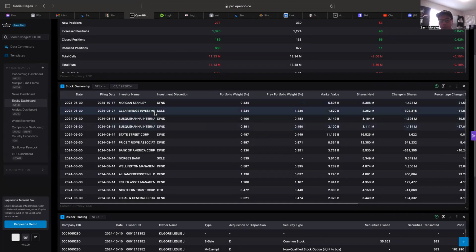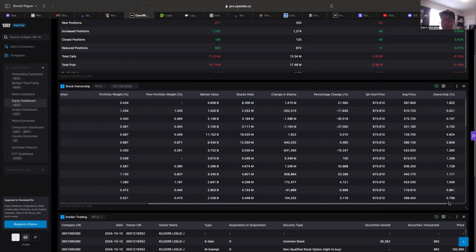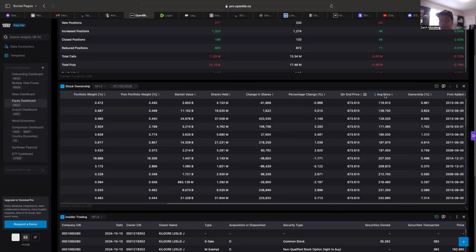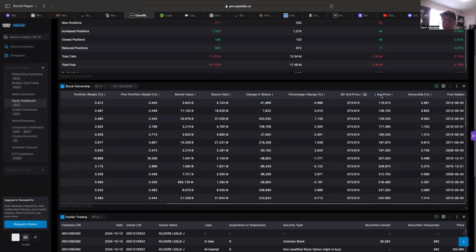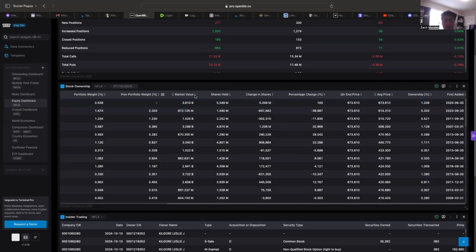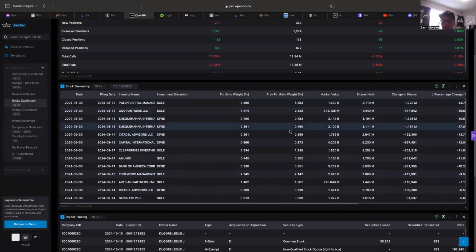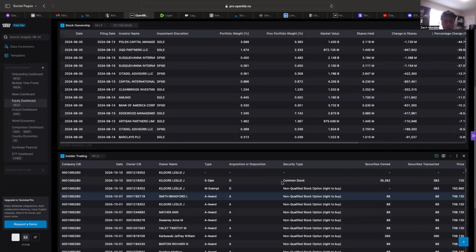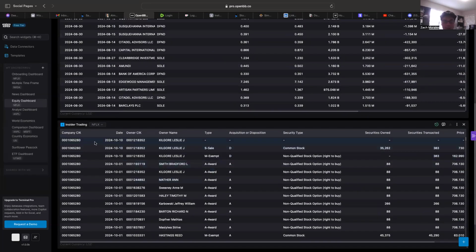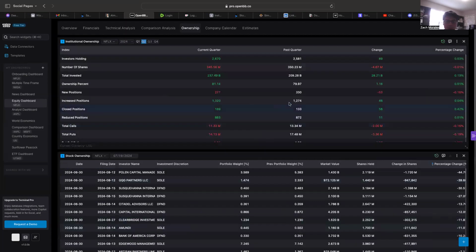What's cool about this is you can see the portfolio weight percentage from people like Morgan Stanley and Bank of America. You can also see what their average price is, so you can filter it and see who got in super low and who got in relatively high. You can see the percentage change in holdings as of the last time this was updated on the filing dates. I find that really interesting. You can take a look at the insider trading here also and see who it was. So the OpenBB terminal has a lot of great features in it.